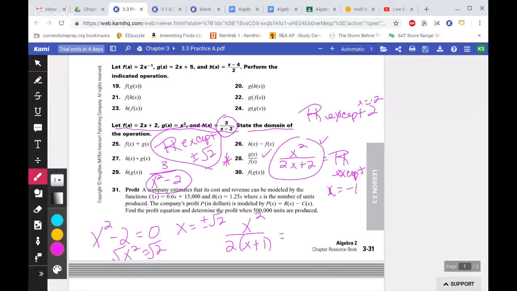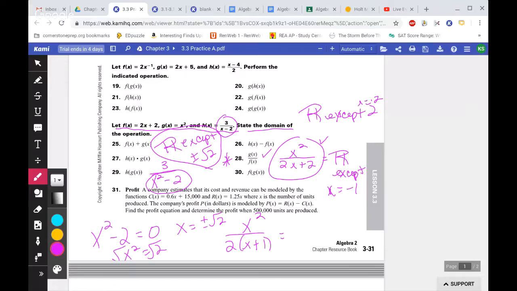Most definitely, you've got to think about the fact that there could possibly be something that's going to be limited because there's a variable in the denominator. And so you already know the domain is going to be limited. And then this one, because it was a division problem, number 28, it's going to be limited. But the answer to number 30 is all real numbers. So 26, 27, 28, and 29 have exceptions to them because they're either division problems or they have that h of x function in it.